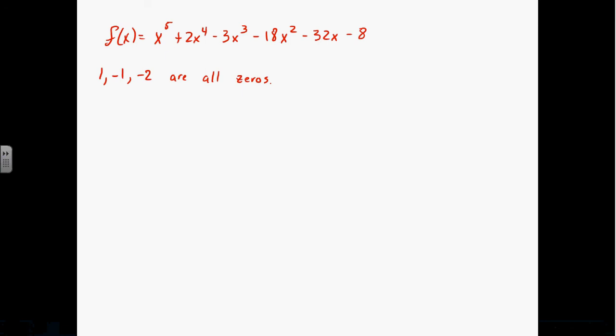So we'll start by doing synthetic division with one of the zeros. So we'll start with, say, 1. So that gives me x to the 5th, 2x to the 4th, negative 3x cubed, negative 18x squared, negative 32, and negative 8. Now this should work out so that I have no remainder, and it will knock it down from an x to the 5th to an x to the 4th. So 1, 1 times 1 is 1, 3 is 3, is 0 is 0, is negative 18, is negative 8.